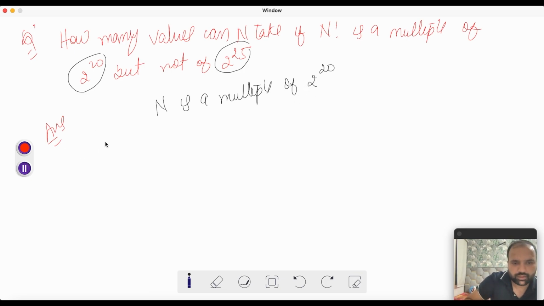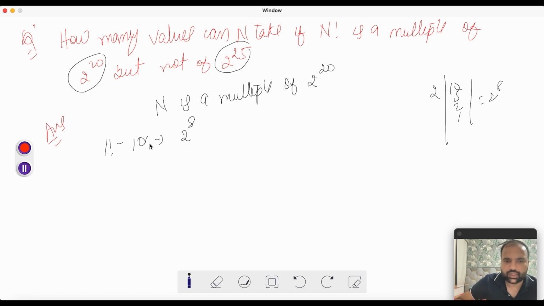If I go like this, in 1 factorial to 10 factorial, how many 2s do we get? Just see. In 10 factorial, we would have 5, 2, 1, so 2 to the power 8. You can calculate this if you want. So the highest power of 2 in 10 factorial is 2 to the power 8. So we are just taking it. This is how we are trying to break it.